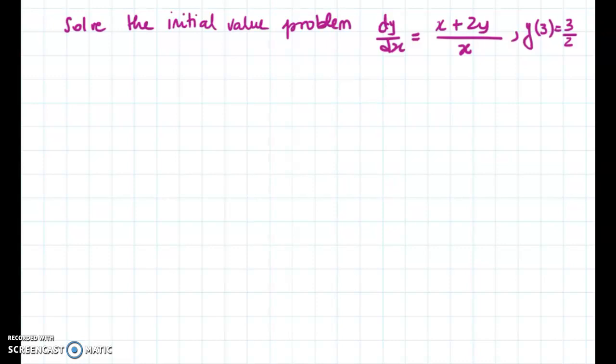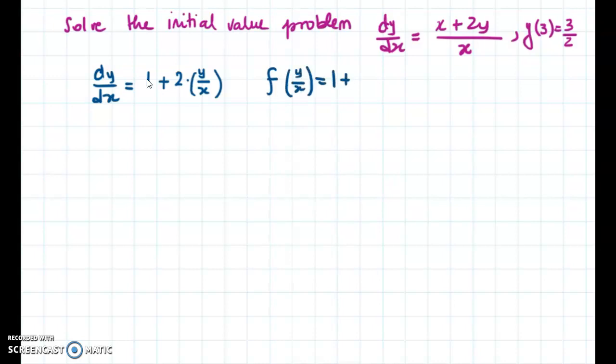First of all, we need to check that this is really a homogeneous differential equation, and we can see that we can actually rewrite the right hand side as 1 plus 2 times y over x. So we could say here that our function of y over x is 1 plus 2 times y over x. So this looks like the homogeneous differential equation that we defined above. We now want to do the substitution that y of x is going to be x times v of x.